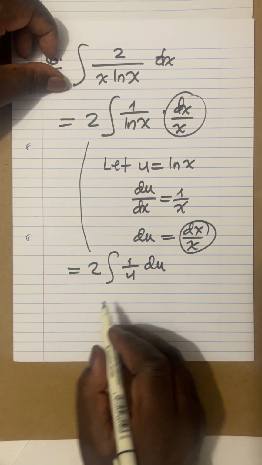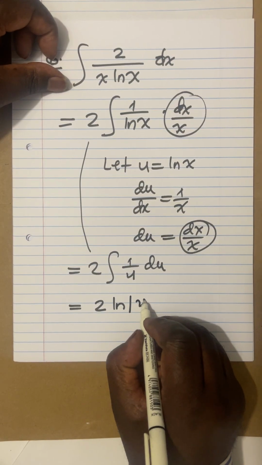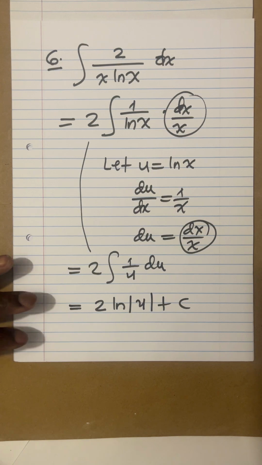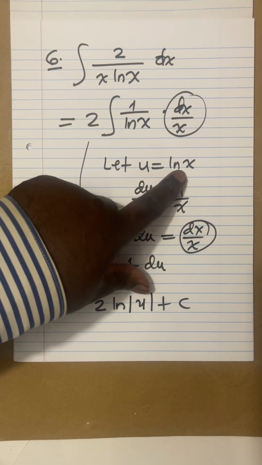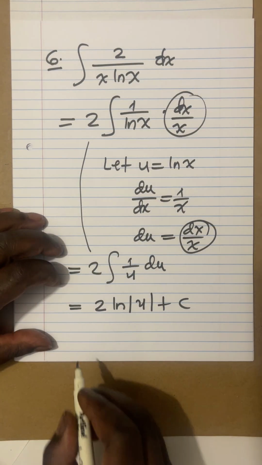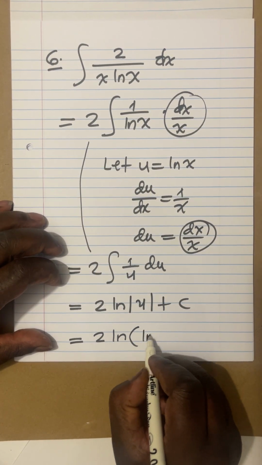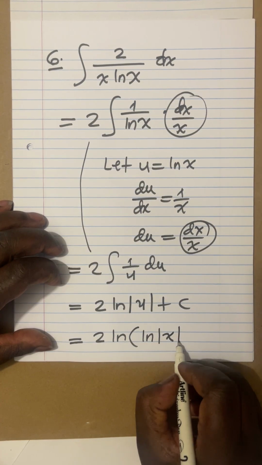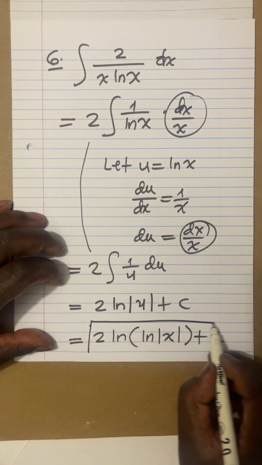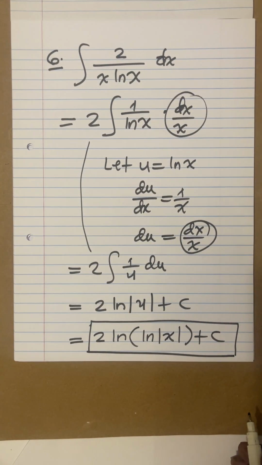What is the integral of 1 over u? Well, natural log of u. So this is 2 natural log of u plus c. Now what is u? Well, u is natural log of x. So I must have natural log of x there. So my final solution is 2 natural log of x, plus c. That's my final solution to our integral number 6.